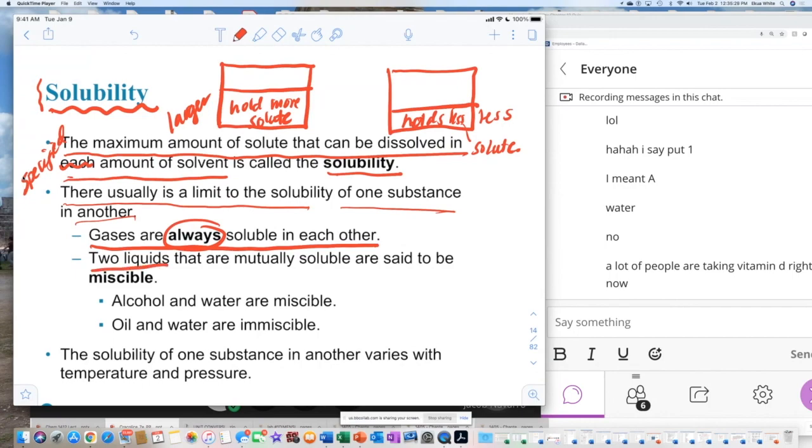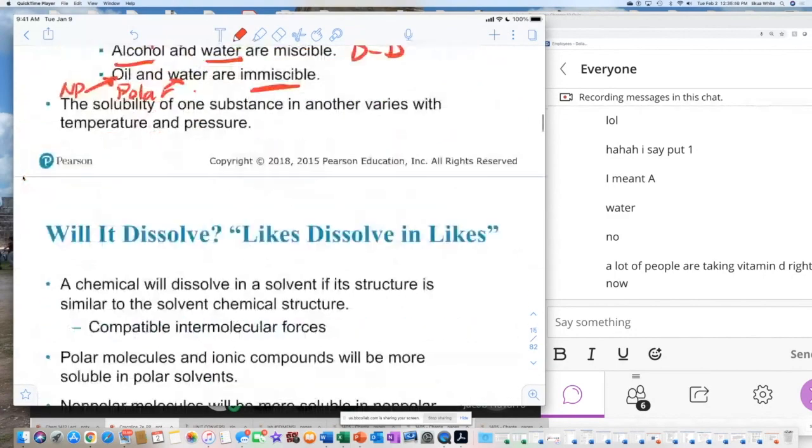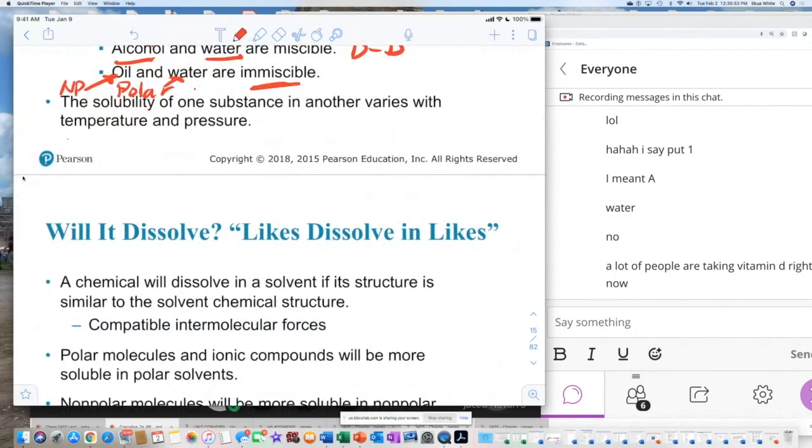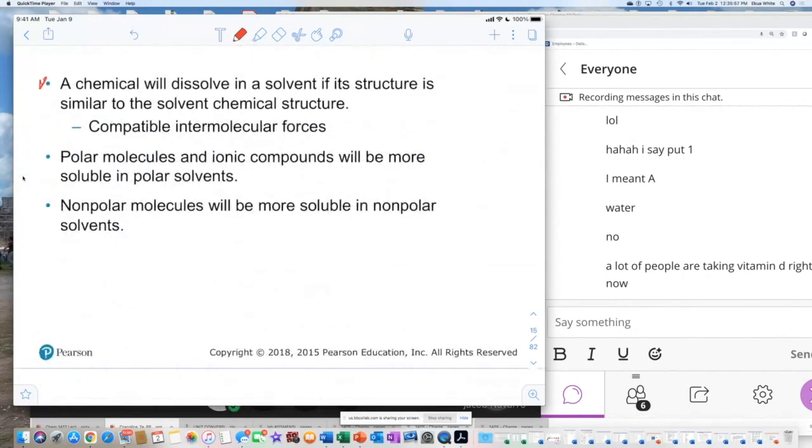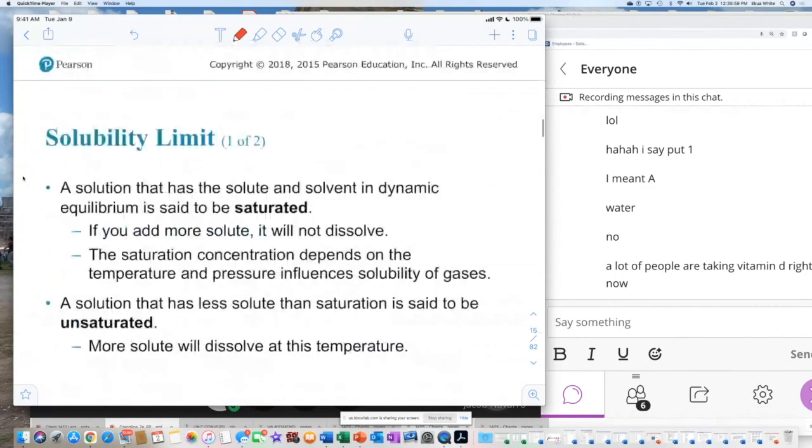But for liquids to mix with each other, remember the intermolecular forces have to be similar. Alcohol and water, this is polar, polar, right? This is going to be dipolar. Oil and water, we have polar for water versus non-polar for oil. And of course, these ones here won't mix. We're being told here solubility is influenced by temperature and pressure. This is kind of repeating what I just said, so I won't go over that again. You can read that on your own time.